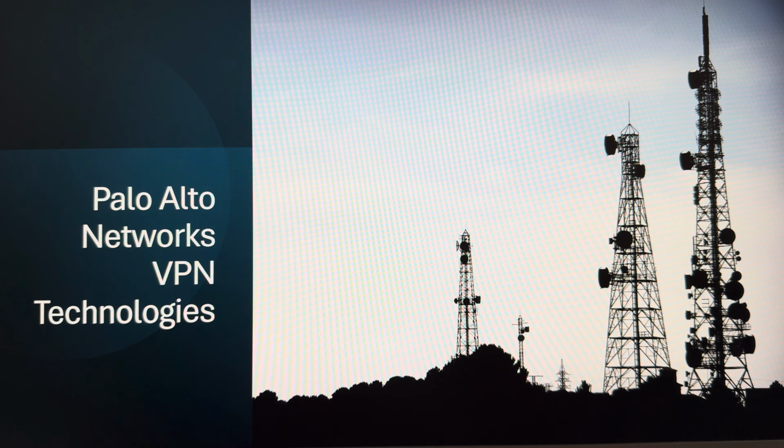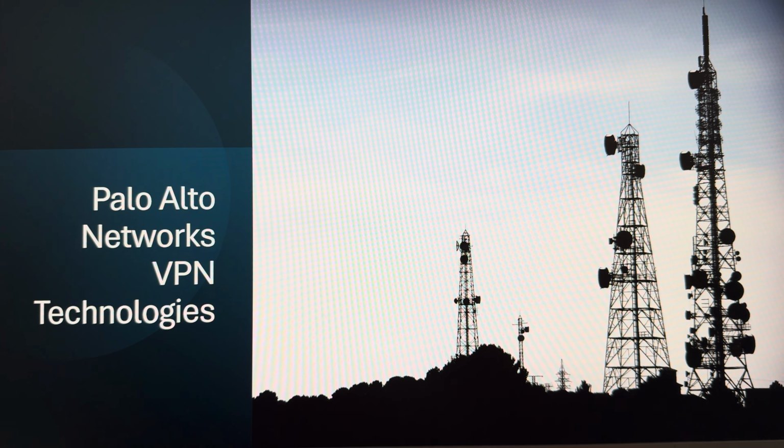Hi all. Today we will discuss Palo Alto Networks VPN technologies: basic concepts plus a practical troubleshooting guide for IPsec, SSL VPN and GlobalProtect. This is a day-to-day operations focused explanation, practical, structured and interview friendly.